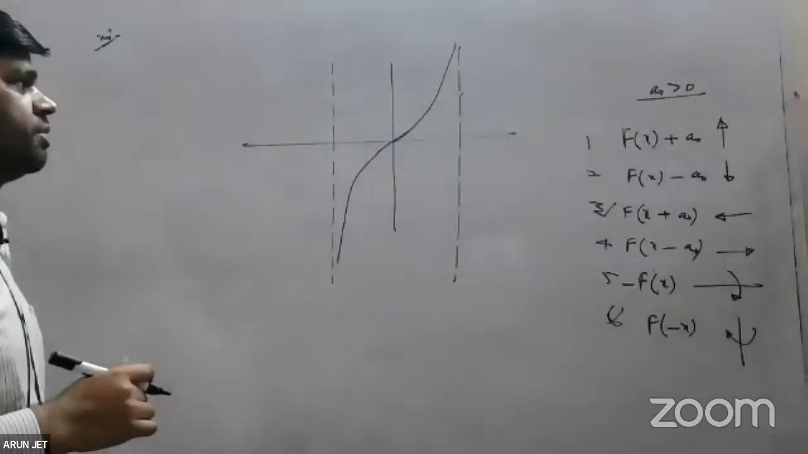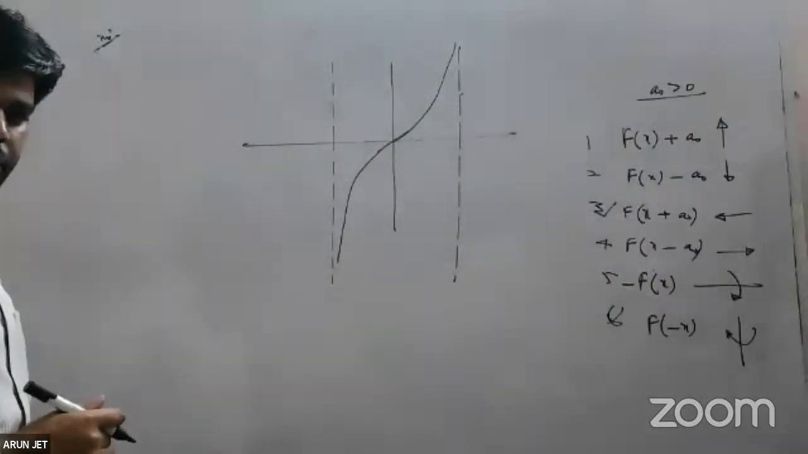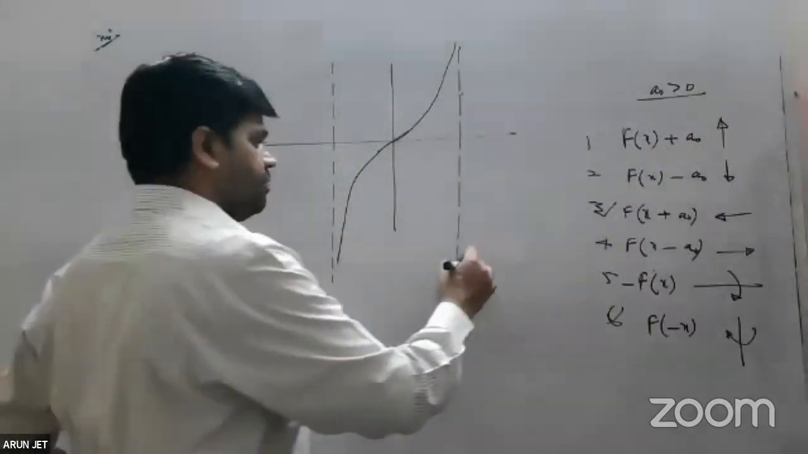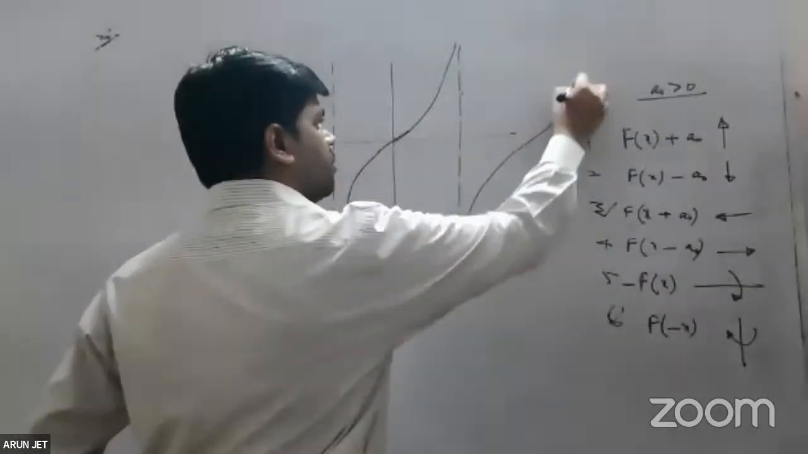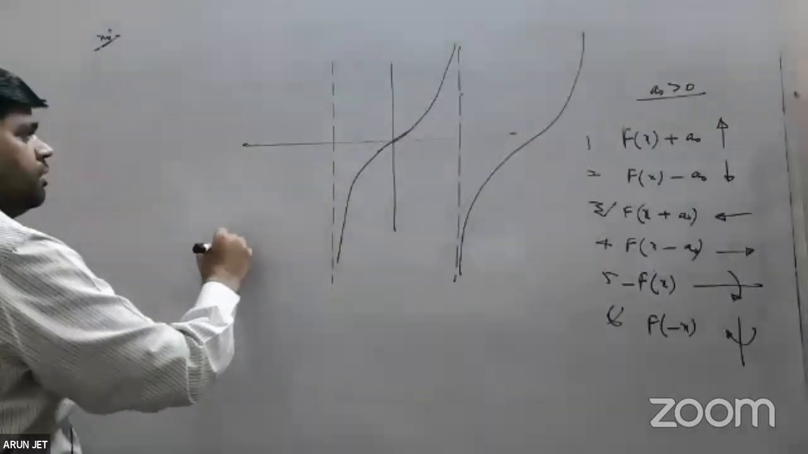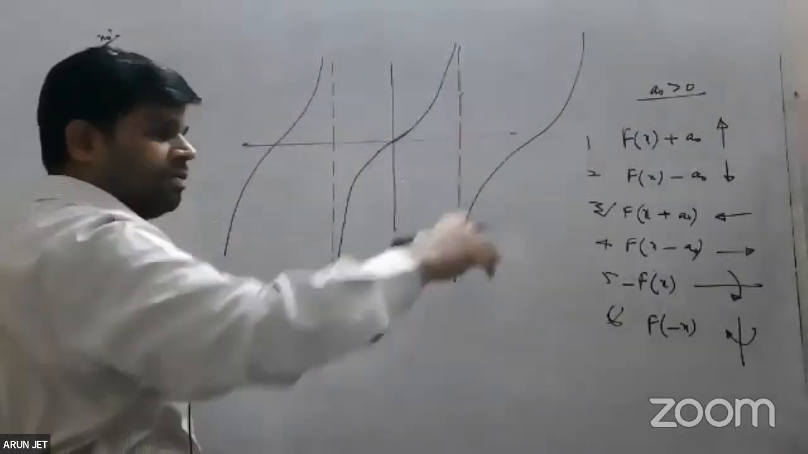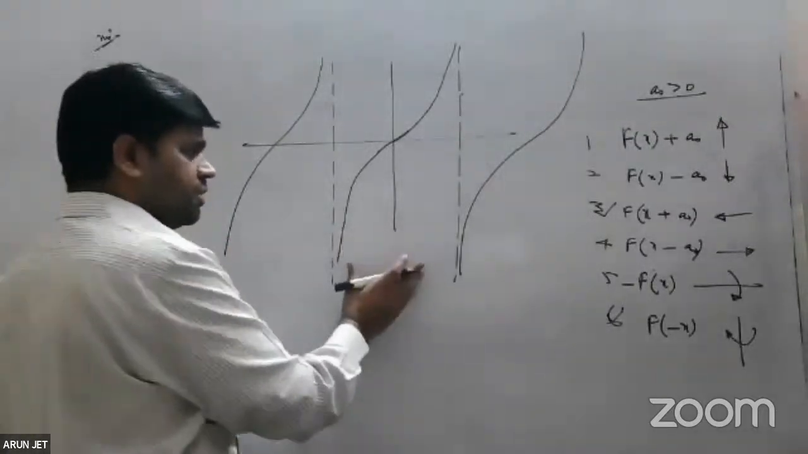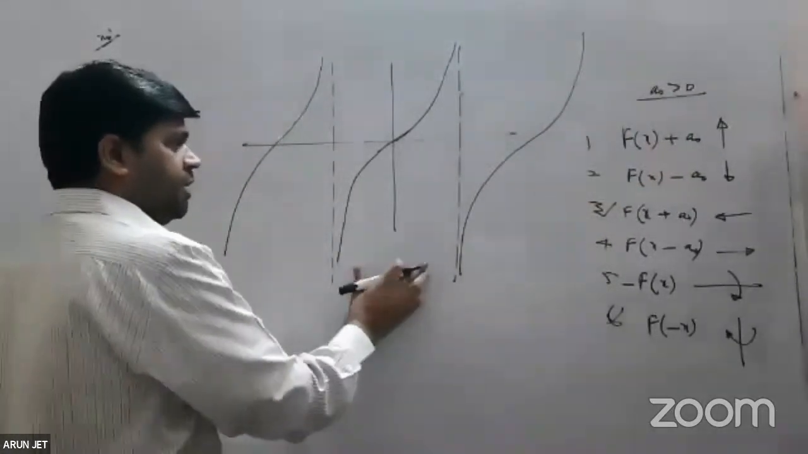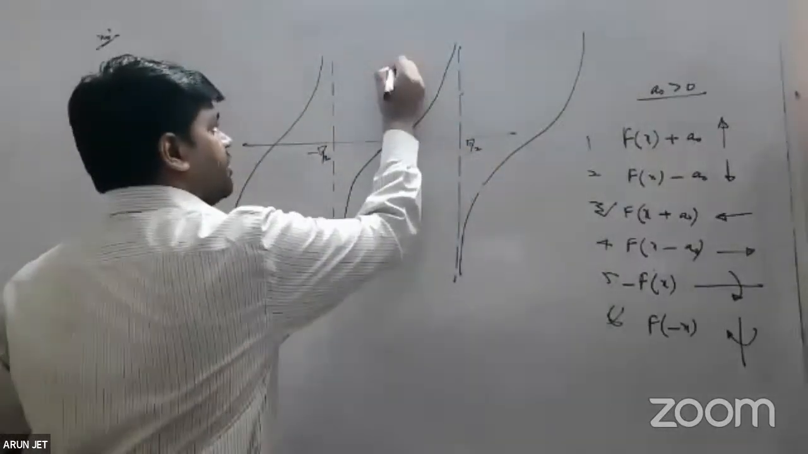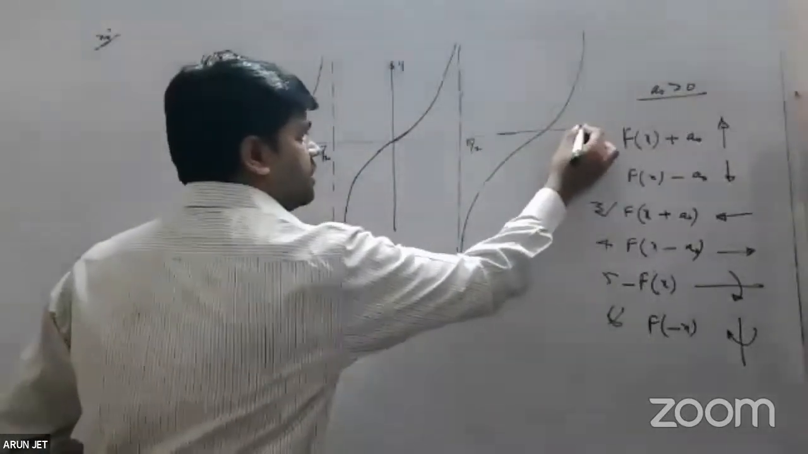This is my tan function, and so on. It goes on forever. This period is repeated forever. This is my minus pi by 2, plus pi by 2. This is y is equal to tan x.